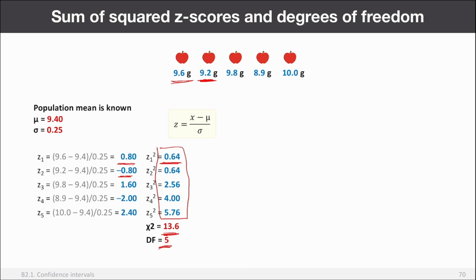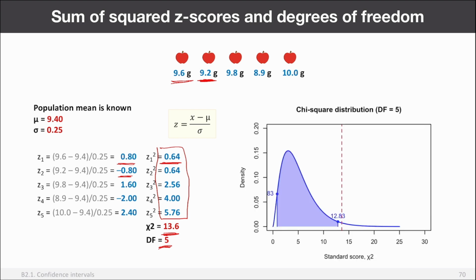Degrees of freedom is 5 because in this case we didn't use any statistics based on our sample. We computed all these z-scores based on the population parameters which we knew a priori. So therefore we didn't change the number of independent values, right?